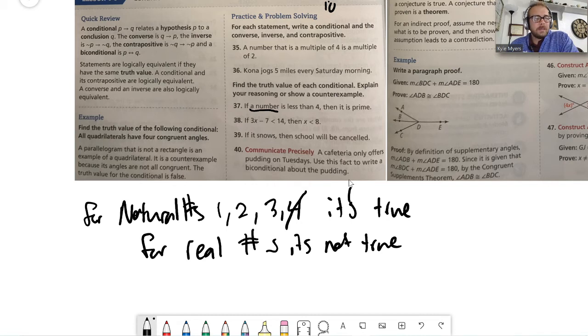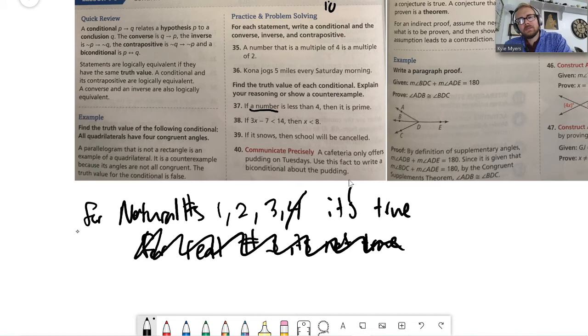So for real numbers, it's not true, but I think they mean just natural numbers, because normally prime and composite numbers are only natural numbers. So maybe you don't need this part. Maybe that's too complicated. So for natural numbers, it's true, because the only numbers less than 4 out of the natural numbers are 1, 2, and 3. So 37 is good. I'm going to erase.